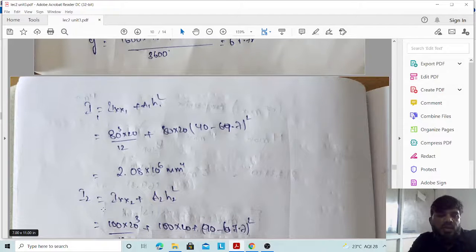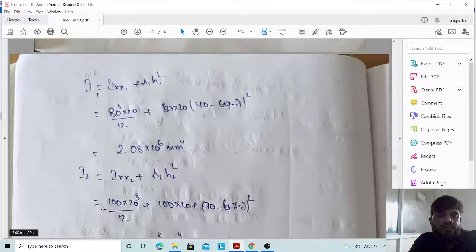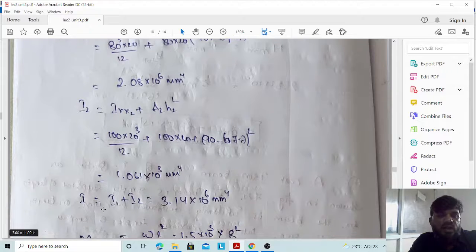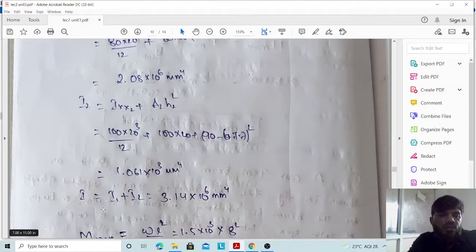So I2 is nothing but Ixx2 plus A2 H2 square. So you are going to get the value of I1 and I2. Now if you take I is equal to I1 plus I2, when you are having two or more sections, if the sections are added, you have to add the moment of inertia. If sections are subtracted, then you have to subtract the moment of inertia. Okay, when you have added here, you will get the value as 3.14 into 10 to the power of 6 mm power 4.